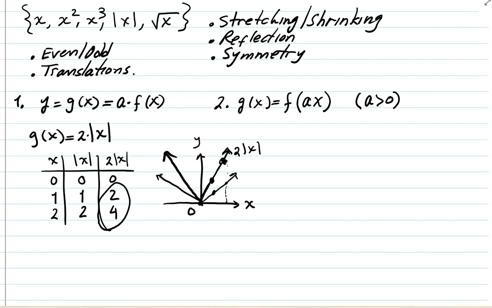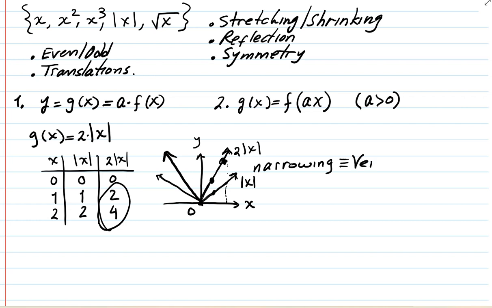So in this case, the effect that we're looking at has some narrowing effect. This graph is narrower than the other one, 2 times absolute value of x. Remember, the one below is absolute value of x. This visual narrowing effect is formally defined as a vertical stretch.